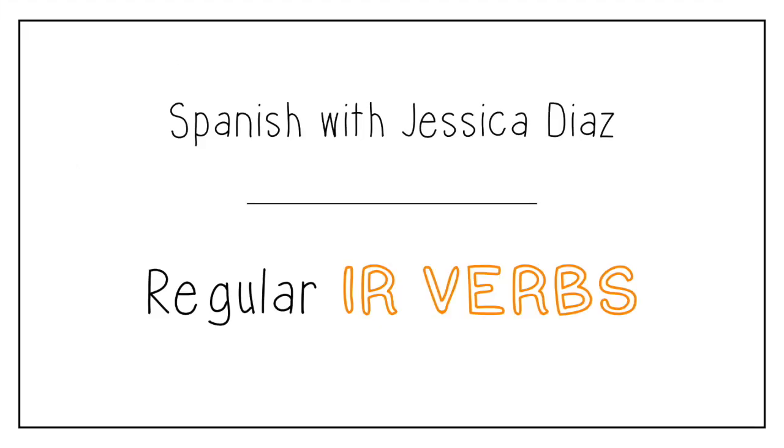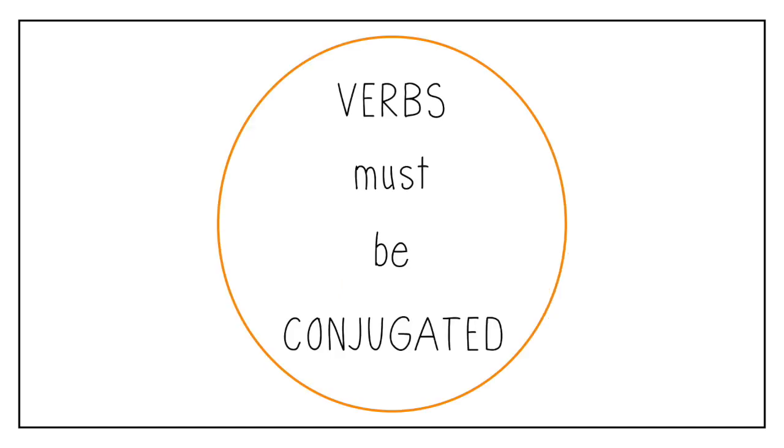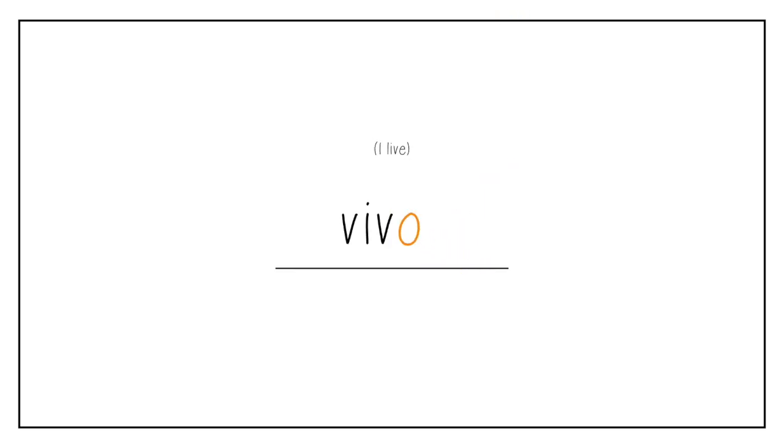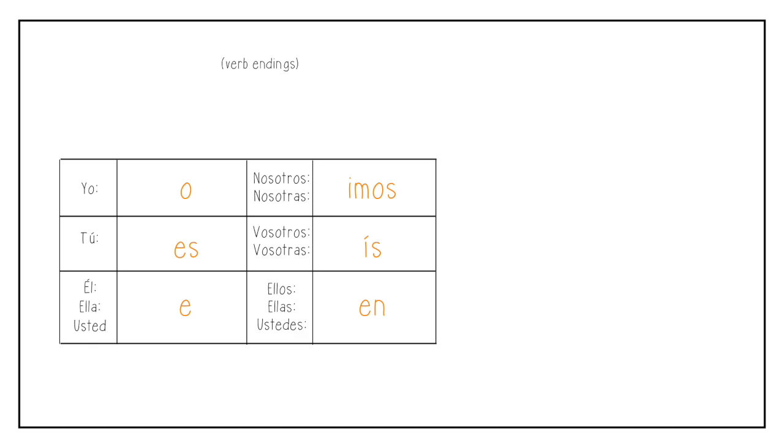Spanish with Jessica Diaz, Regular IR Verbs. In Spanish, verbs must be conjugated to reflect the subject of a sentence. Regular IR verb conjugations follow the same pattern. First, you would drop the IR at the end of the verb and then add an ending that goes with the subject. On the left, you can see all the regular IR verb endings.